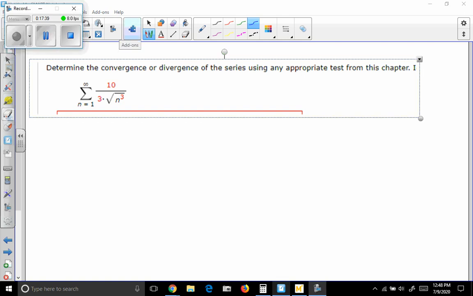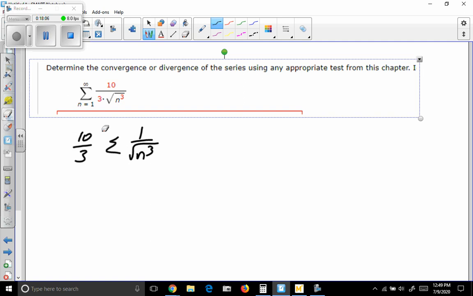If we take a look at this one, notice the top is a constant and the bottom has a multiple, a factor that's a constant. We can pull those constants out in front of our series. Every single term in our series is going to have 10/3, so we can pull that common factor out and call this 1 over the square root of n cubed.